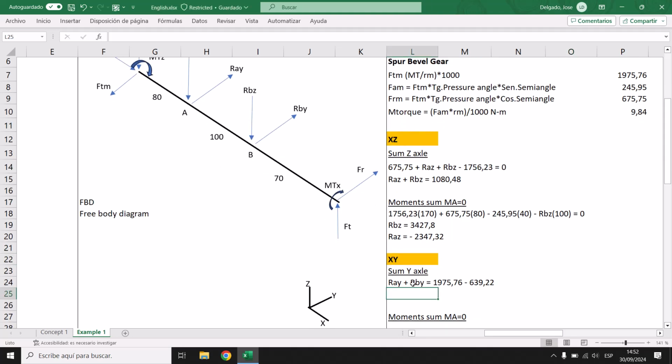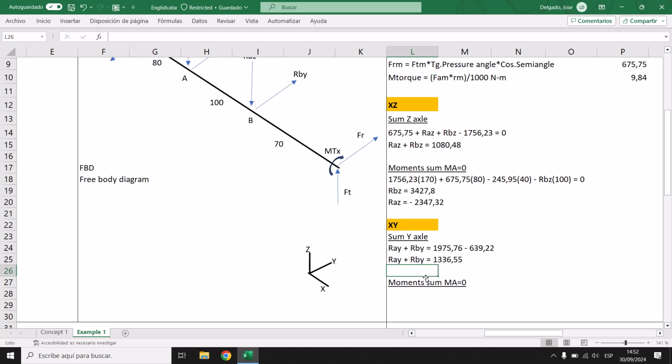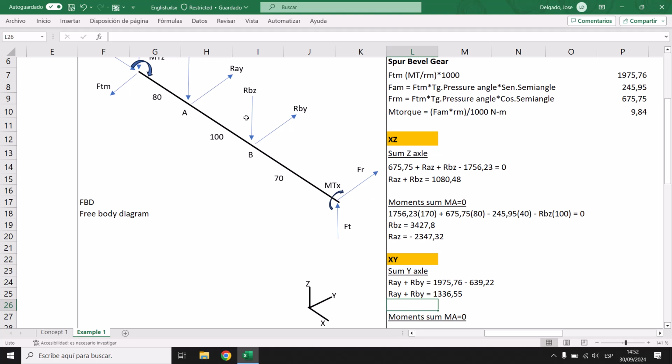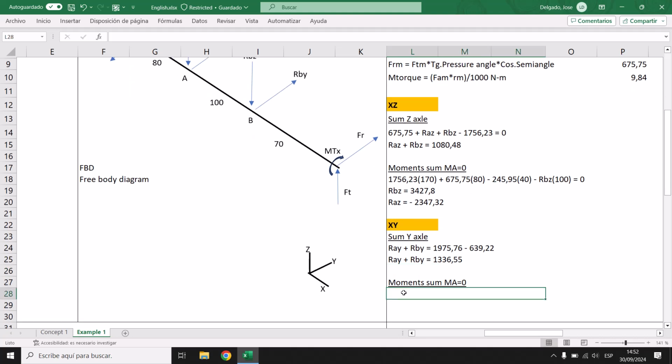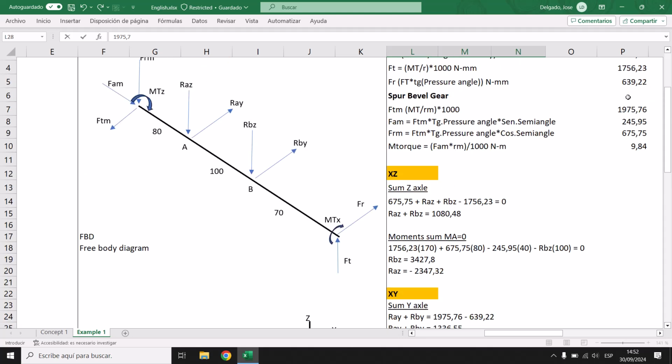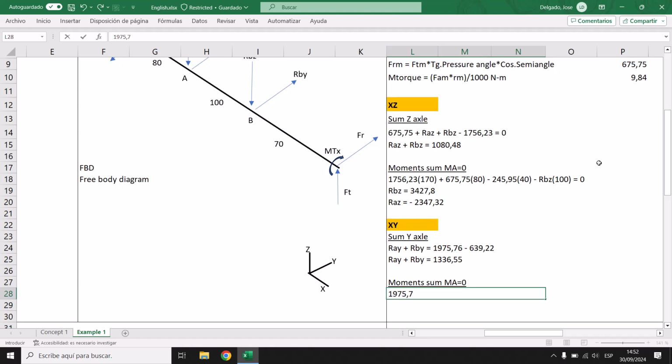So for you, I'm just going to copy this. This for you is going to be 1336.5. Now the same with the moments on A. Just to put it at this, 2070, 1975.20, 26. Okay, it's the same.